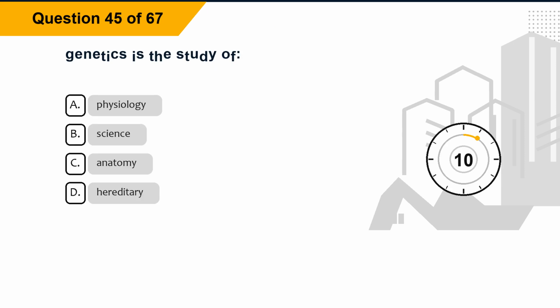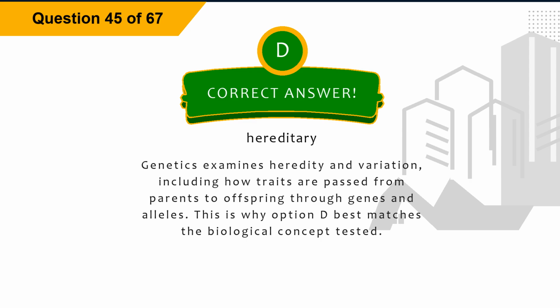Question 45. Genetics is the study of. Option A, physiology. Option B, science. Option C, anatomy. Option D, heredity. The correct answer is option D, heredity. Explanation. Genetics examines heredity and variation, including how traits are passed from parents to offspring through genes and alleles. This is why option D best matches the biological concept tested.